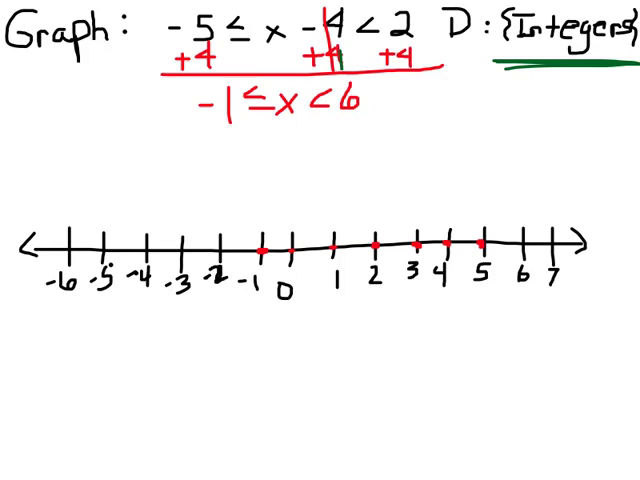So how do we graph that? Well, if our domain is integers, then we see that it's greater than or equal to negative 1. So I can start on negative 1. But it's less than 6, so I can't go all the way up to 6. I have to stop at 5 because my domain is integers, which is going to be dots on the number line. So these are the only dots that satisfy both of these. So this is a conjunction.